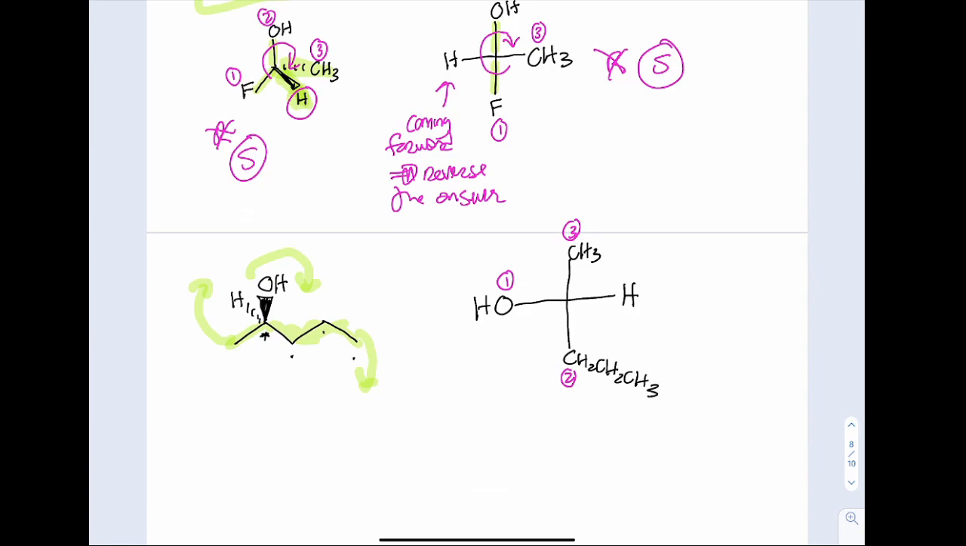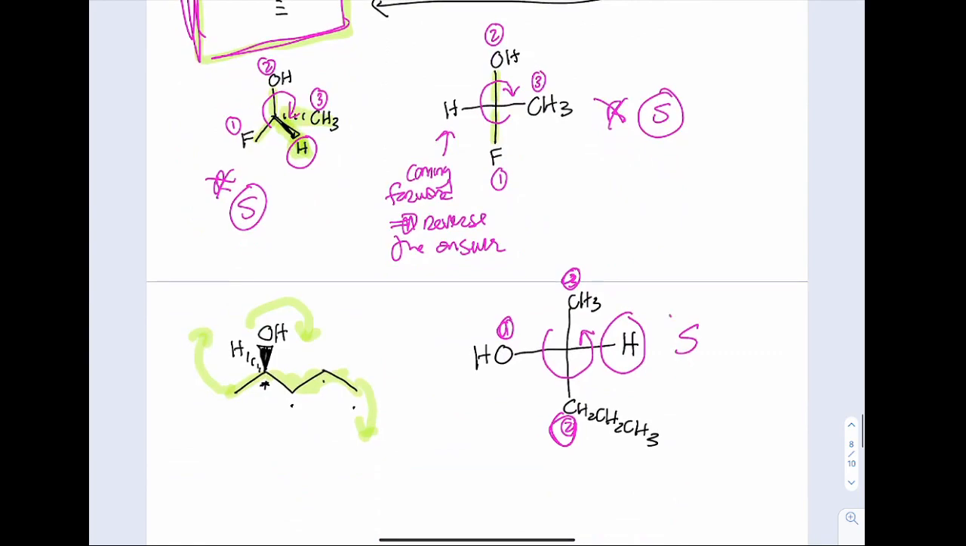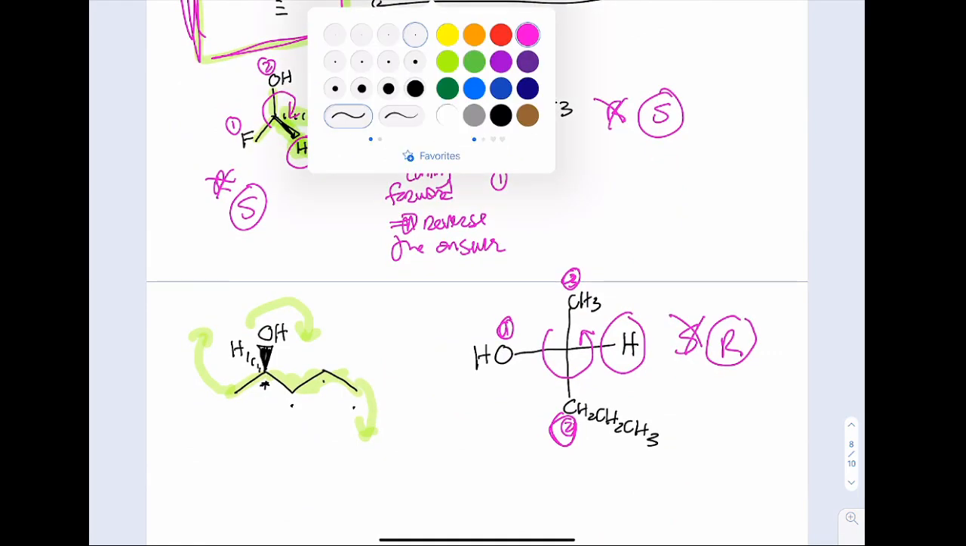So 1 to 2 to 3, 2 is down here, 1 is here, 3 is here. So I'm going to go in this direction. That direction is counterclockwise, so S, but again, my lowest priority group is coming out at us, right? Remember that the positions, I'm back up here again, the positions that are horizontal are coming out. So I do need to reverse that answer. We should maybe write that.